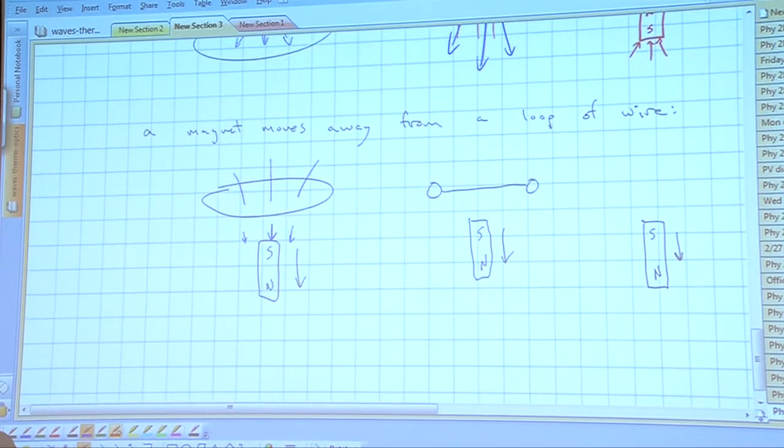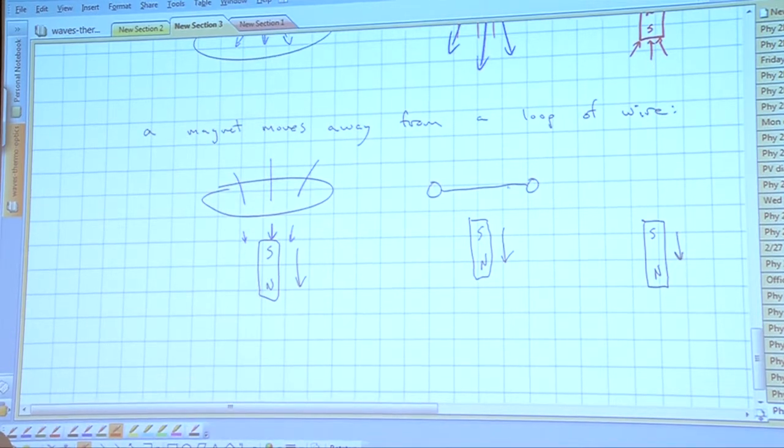So what direction is the current here? It has to have a magnetic flux down to add to the flux that's decreasing. It doesn't like it decreasing. It wants to add back to it. So it adds to the decreasing flux, trying to get it back to where it was.